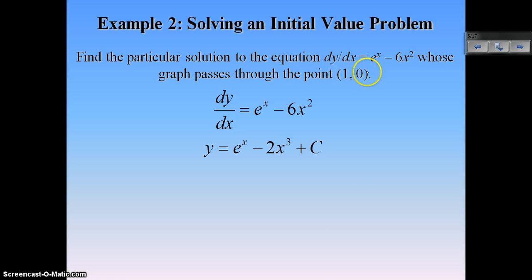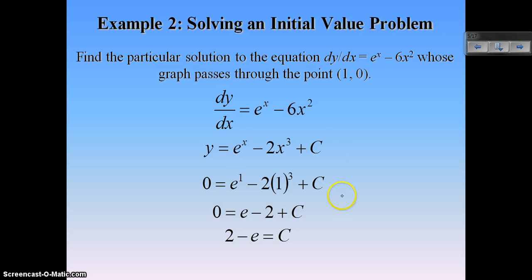Now we take our initial point, 1, 0, and we plug that in. 1 for x, 0 for y, like so. And now we solve. That would be, of course, e. That would be 2. And if we solve for c, then c is going to equal 2 minus e. And then, of course, we should always go back and rewrite that in the problem. So e to the x plus 2x cubed, instead of plus c, we'll put our plus 2 minus e.